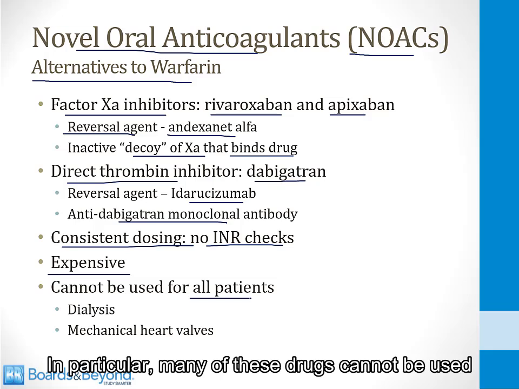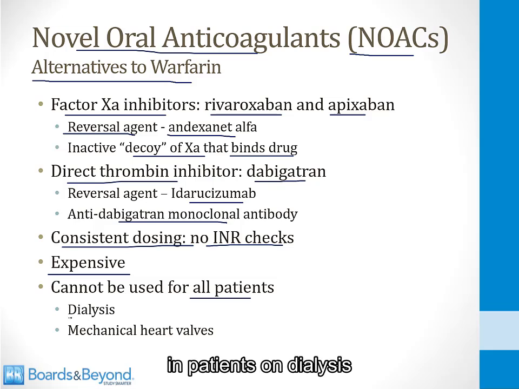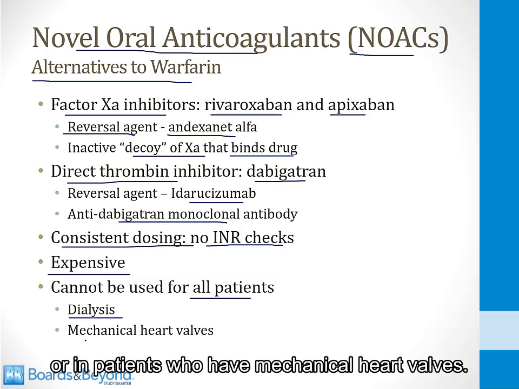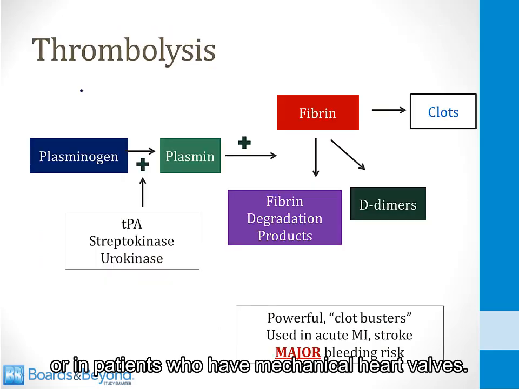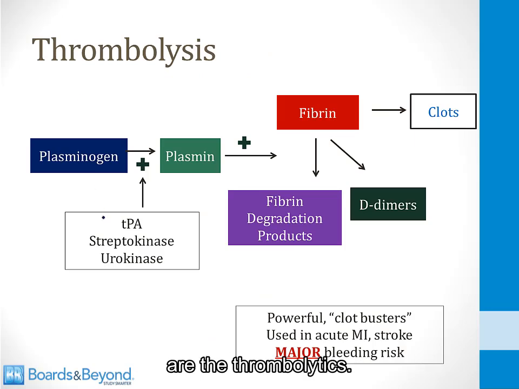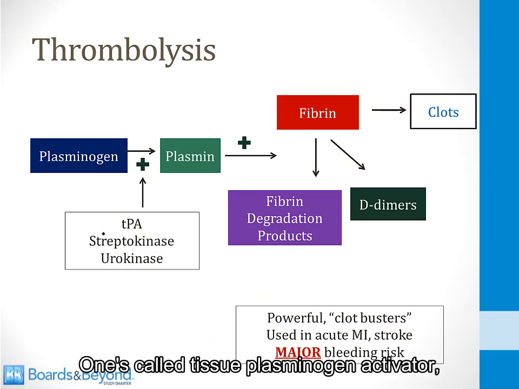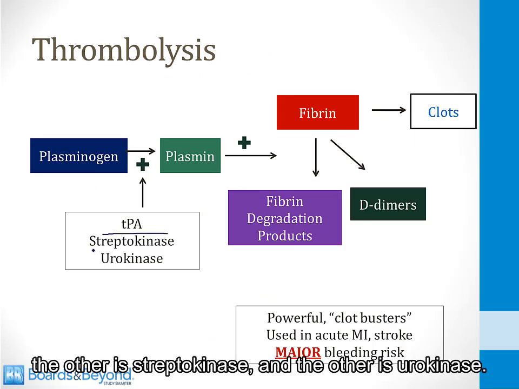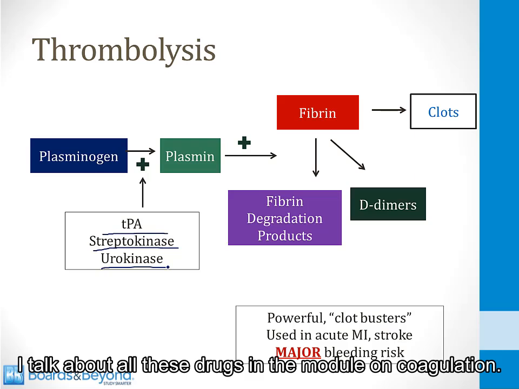In particular, many of these drugs cannot be used in patients on dialysis or in patients who have mechanical heart valves. The last class of drugs I want to mention are the thrombolytics. There are three drugs in this class. One's called tissue plasminogen activator, the other is streptokinase, and the other is urokinase. I talk about all these drugs in the module on coagulation.